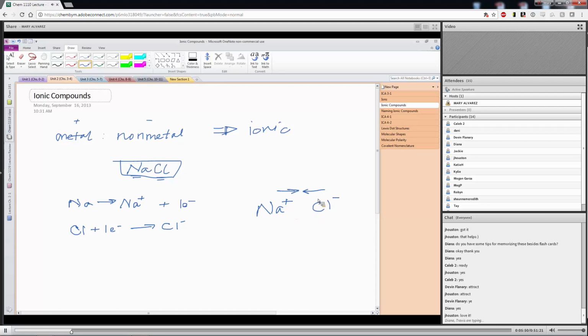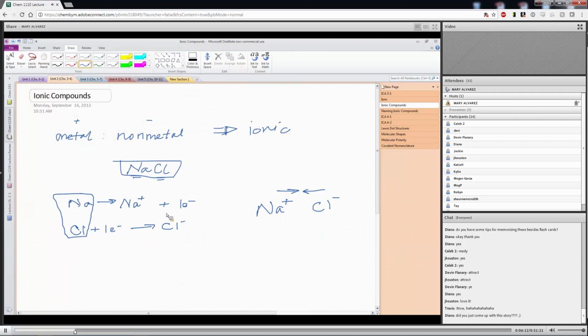Now, the point of this story is that ions don't form in a vacuum. When sodium loses an electron, it has to go somewhere. Sodium can't just kick it out the door. When chlorine gains an electron, it has to come from somewhere. It can't just pick it up out of the air. And so this happens when these two elements meet each other.